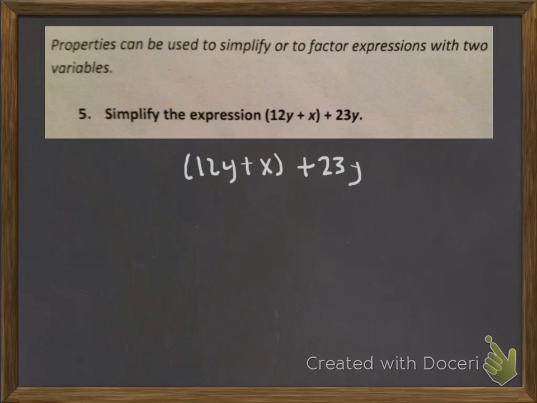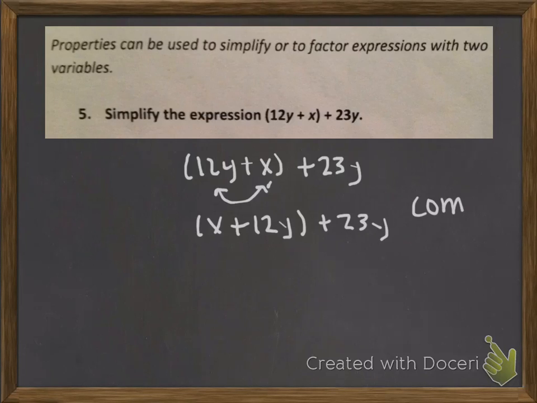So again, remember, think about like terms. We want our like terms to be together. So that means that I want the y's to be together. So I need to switch these two numbers. So now instead I have x plus 12y plus 23y. And we did that according to the commutative property.